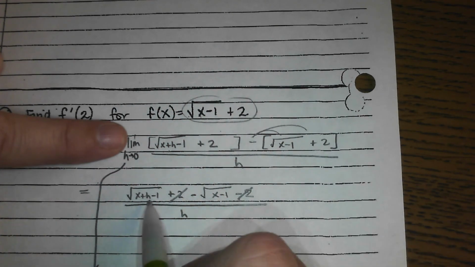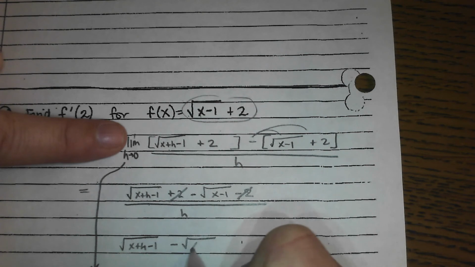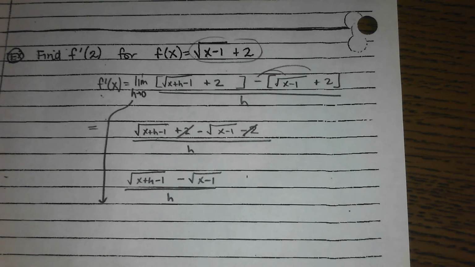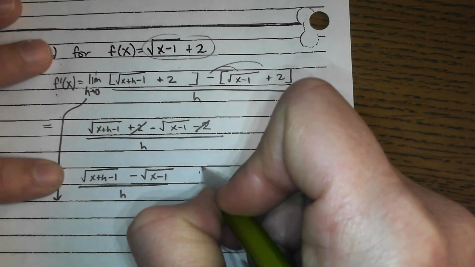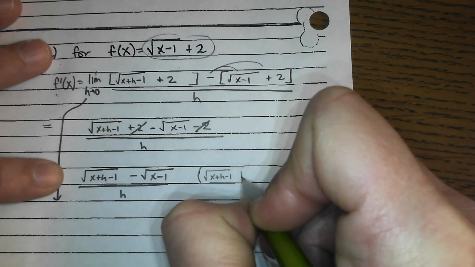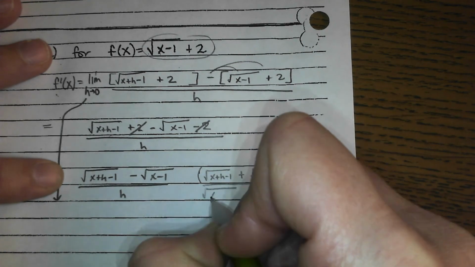But then here's where we're at. Root x plus h minus 1 minus root x minus 1 all over h. I still can't plug in an h of 0 yet. I'll get 0 over 0. So my manipulation calls for what here? Rationalizing. So to rationalize here, Sarah, what would I multiply by? Perfect. Over itself.